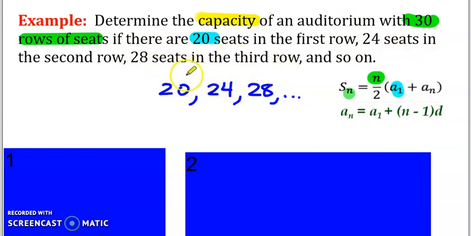So I took the information and sequenced it out, right? So now it's in a list. And I'm noticing, okay, the common difference is 4. So I'm going to go ahead and use this formula here to figure out how many people would be in the 30th row? Because as long as I have the first and the 30th, then I have all the ingredients I need for this.